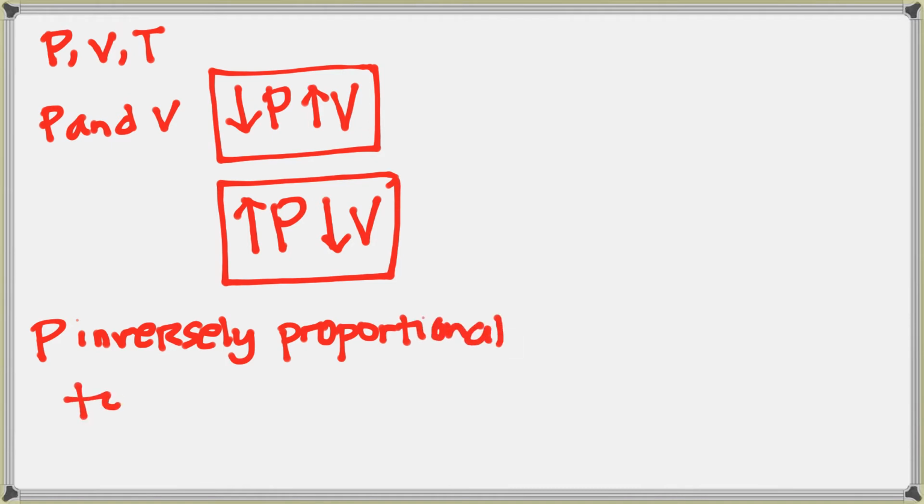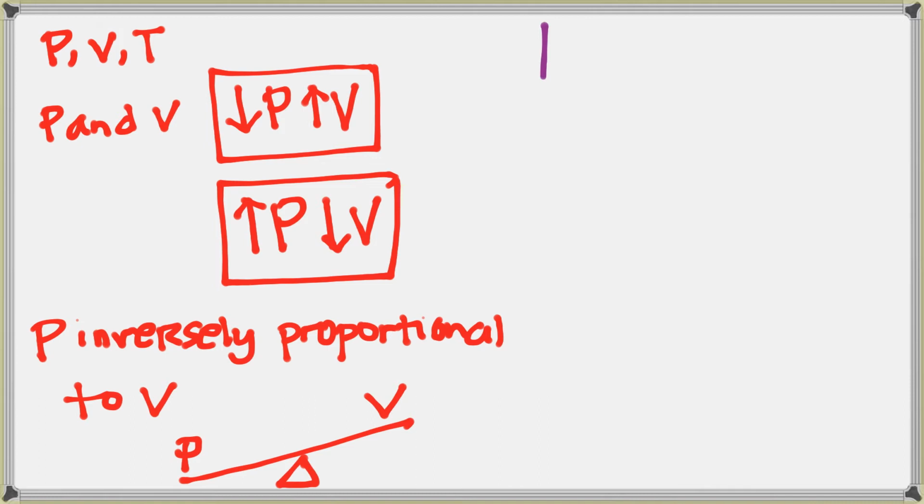to V. So guys, when we say pressure is inversely proportional to V, if P goes up, volume goes down. So it's like a seesaw effect. Pressure goes down, volume goes up. Volume goes down, pressure goes up. So don't forget that's the relationship between P and V.